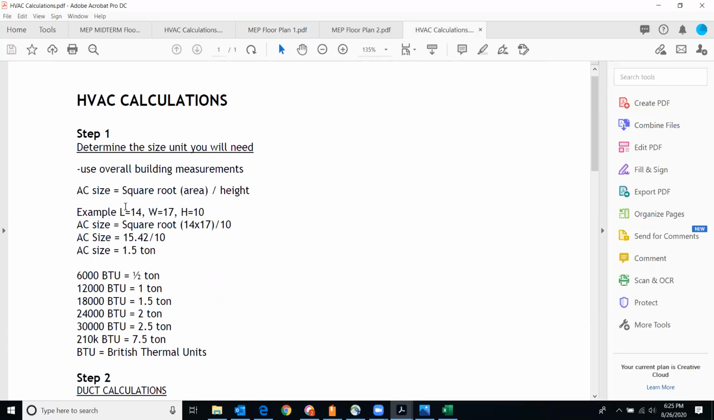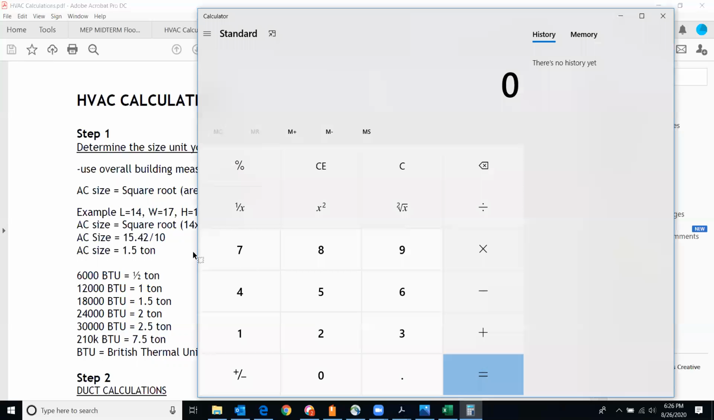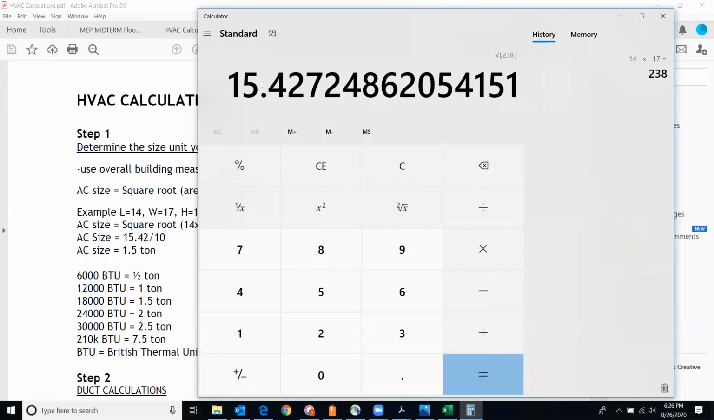For example, if we had a room with a length of 14 feet, width of 17 feet and height of 10 feet, we would do the square root of 14 times 17 and divide that by 10. So here, we do 14 times 17, which gives us 238. You get the square root of that, which gives us 15.42 right here. And then we're going to divide that by 10.